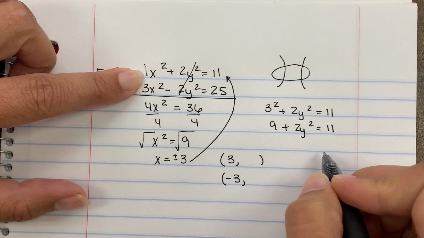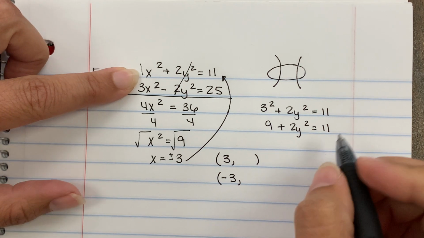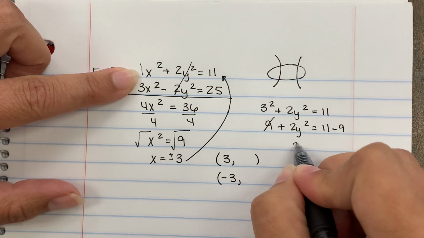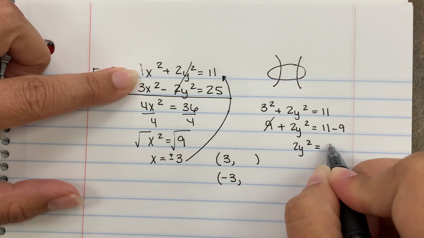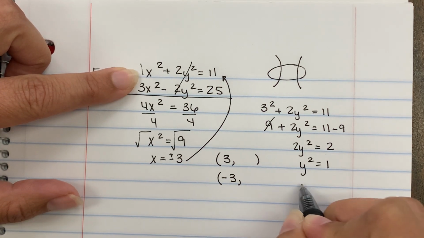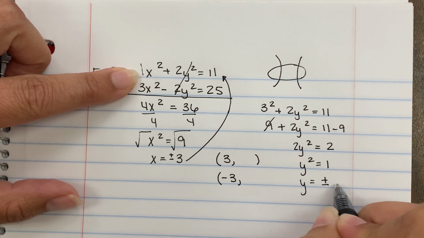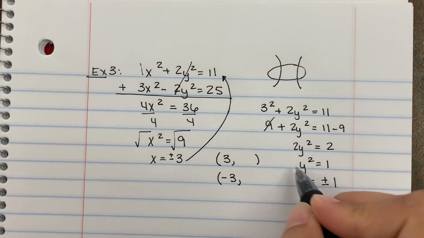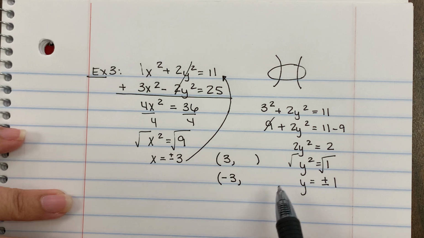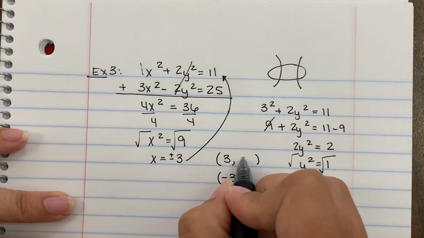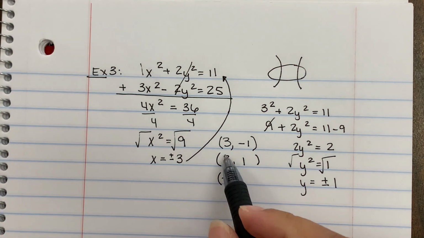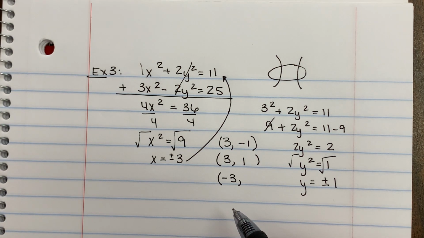And if I go too fast, you can always pause and rewind and go back if you need to. I'm going to subtract my 9, so I get 2y squared equals 2. Divide by 2. Take the square root. This gives me a plus and a minus 1. Remember, whenever you take the square root, you want to take the positive and the negative. So this tells me when I plugged in a 3, I got a positive 1 and a negative 1. So check that out. That gave me my 3rd point there.